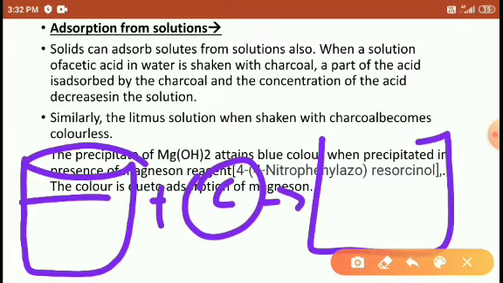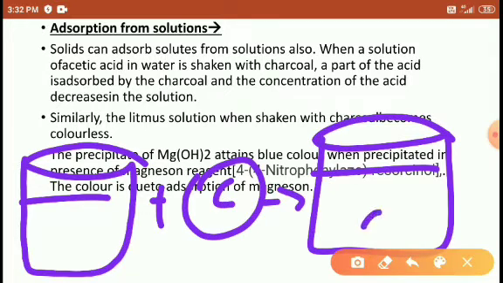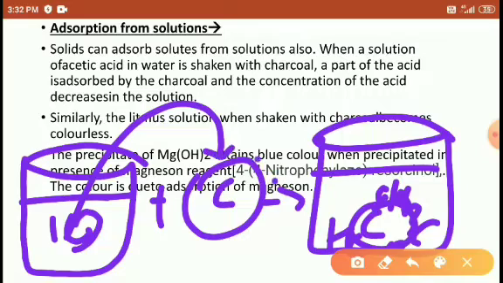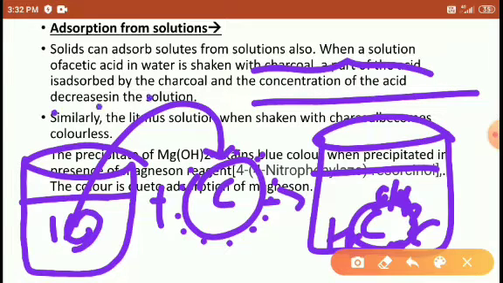So then, students, the charcoal powder C adsorbs the acetic acid CH3COOH. It means whatever amount of acetic acid is present, all the 10 ml of acetic acid is adsorbed on the surface of the charcoal. Acetic acid 10 ml completely adsorbs on the surface of the solid charcoal, students. It means the concentration of acid decreases in the solution.